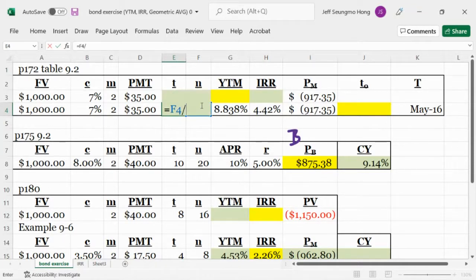We turn it into years, divided by this. 5.86 years. Some people wonder, what is 5.86 years? That's 5 years, and 12 months times 0.86 will give you how many months, right?